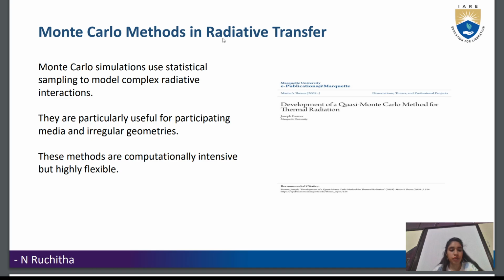Validation and verification of solutions. Verification ensures the numerical method solves the equations correctly, through grid refinement studies and code benchmarking. Validation confirms the model represents physical reliability, by comparing with experimental measurements and using analytical solutions and reference cases. It is important to assess uncertainty and sensitivity in radiative calculations.